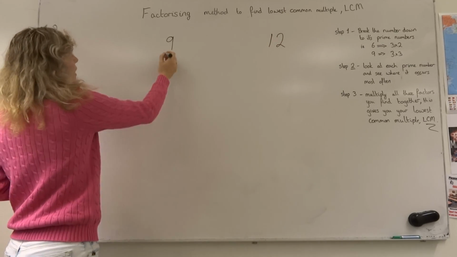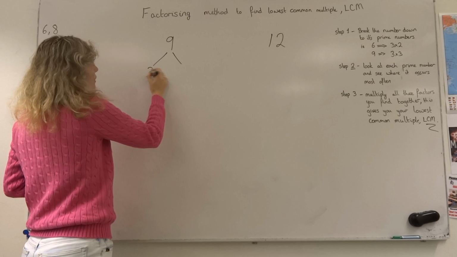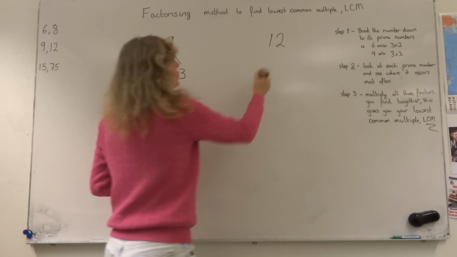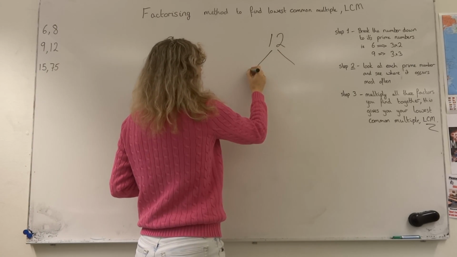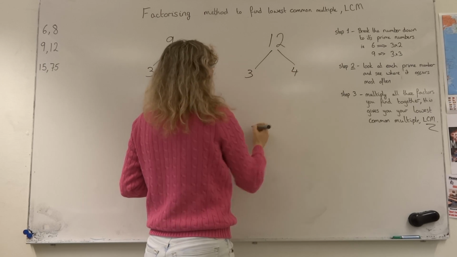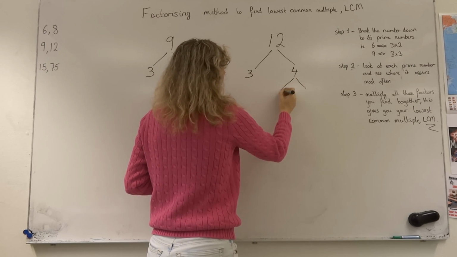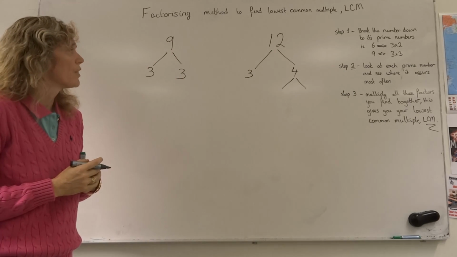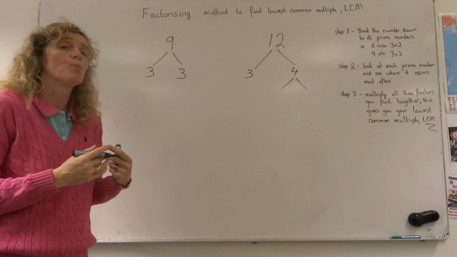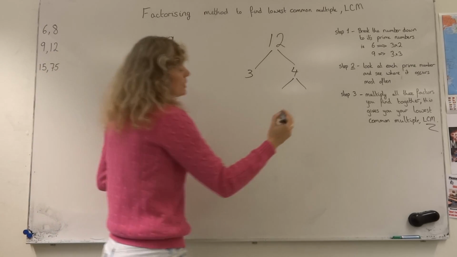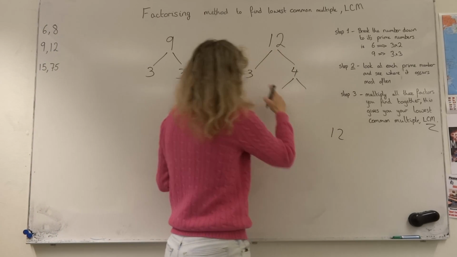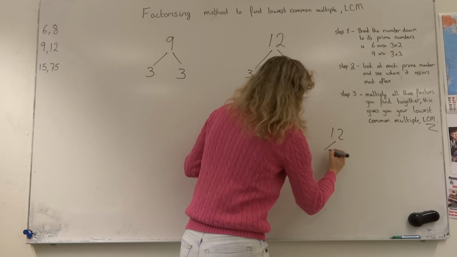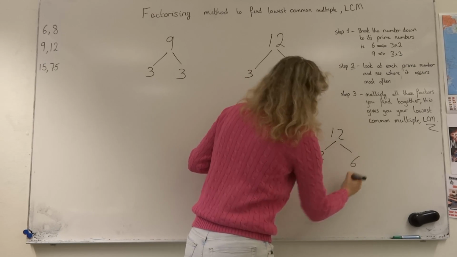9 can be broken down into the factors 3 and 3. 12, we can get 12 by 3 and 4, or we can get 12 other ways as well. I'll show you some of the other methods. It doesn't matter where you break down the factor tree. Let's actually look at number 12. Instead of it being 3 times 4, we could also get 2 times 6 is 12.